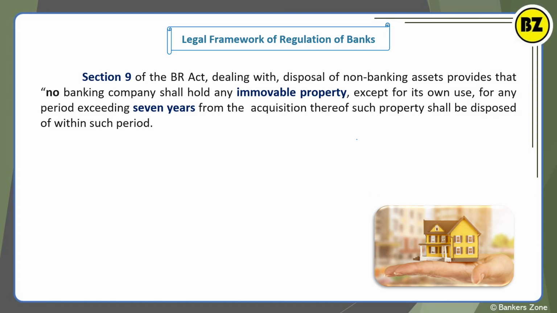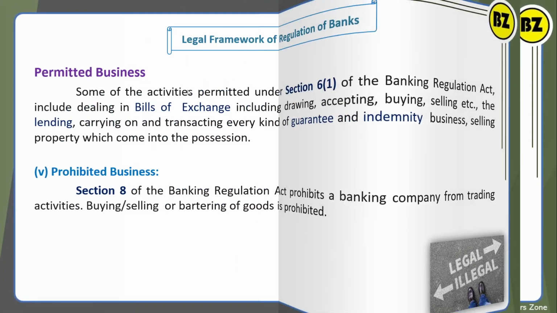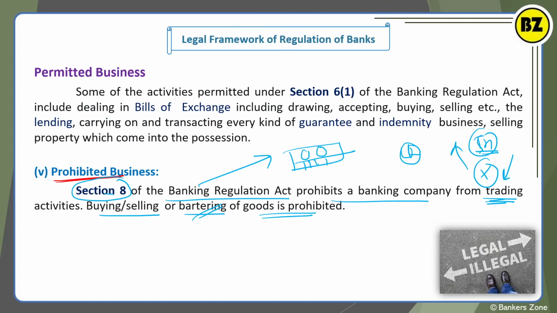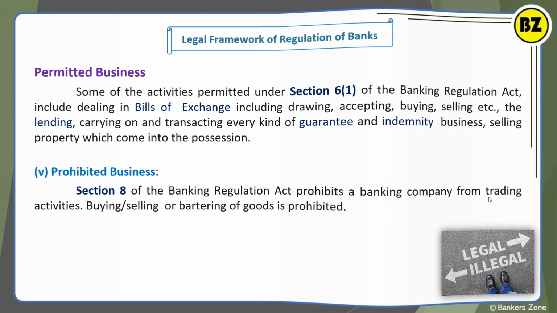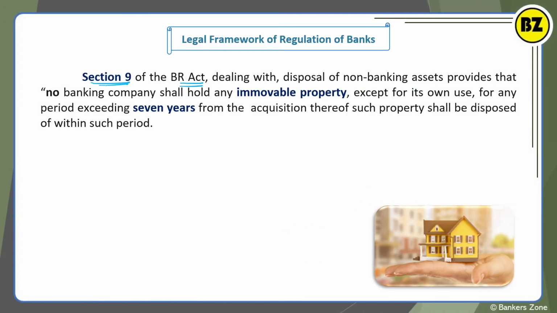Now see, an important one: Section 9 of the Banking Regulation Act. Two sections are important. Section 8 is for stopping the bank from trading activity. And Section 9 is important because it deals with the disposal of non-banking assets, provided that no banking company shall hold immovable property.